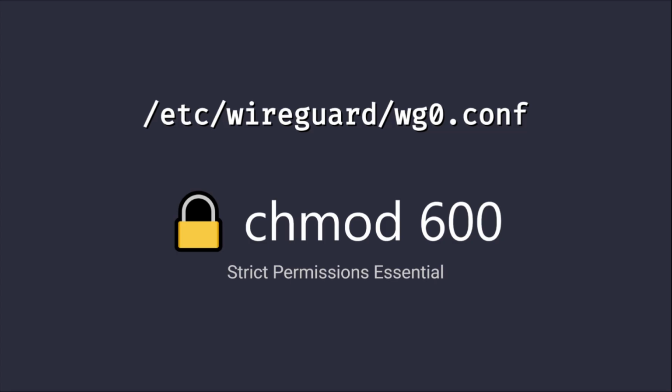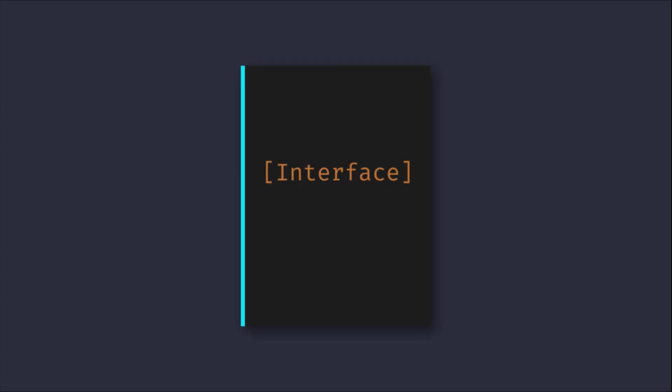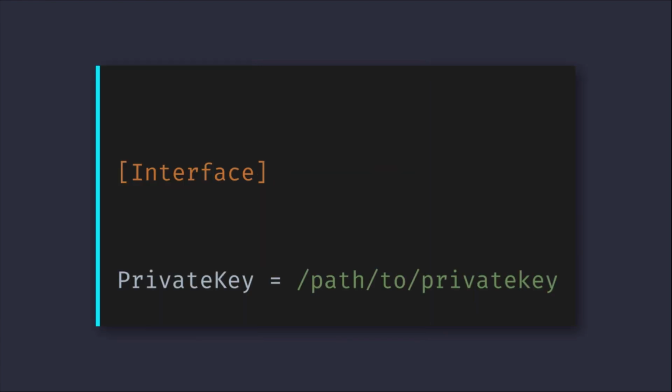The server configuration file will reside at the standard location /etc/wireguard/wg0.conf. Ensure this file has restrictive permissions, typically 600, preventing unauthorized reading of the private key. Inside the wg0.conf file, define the interface section. Start with the private key reference. PrivateKey = /path/to/privatekey.